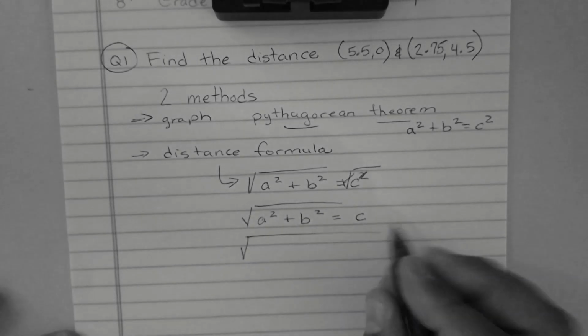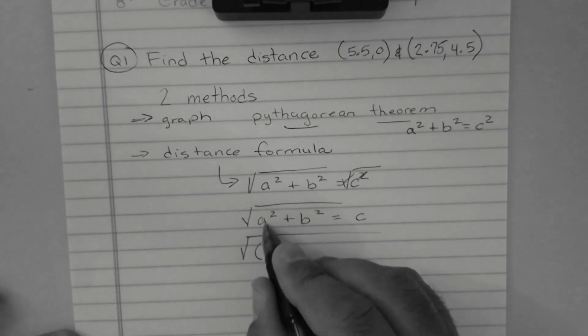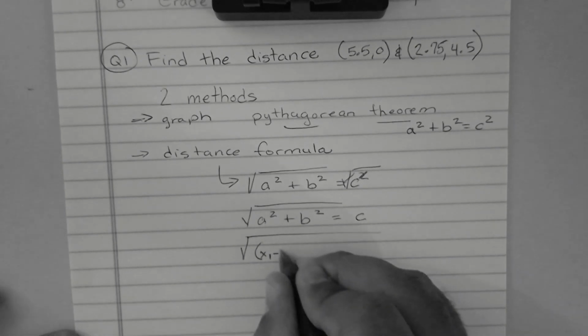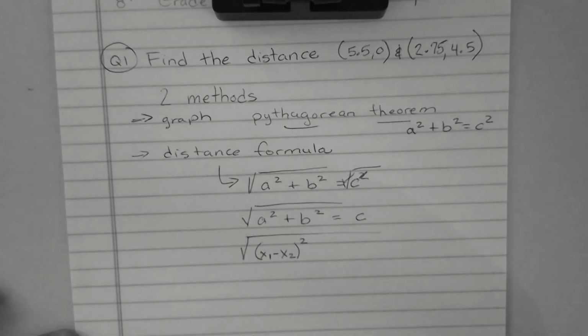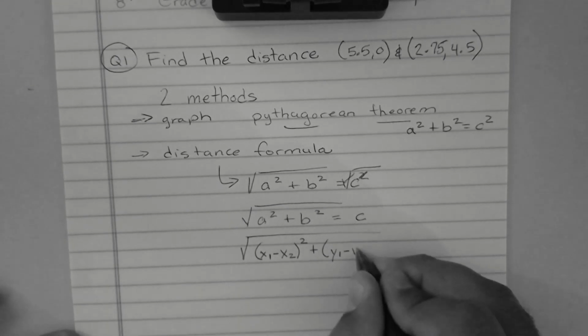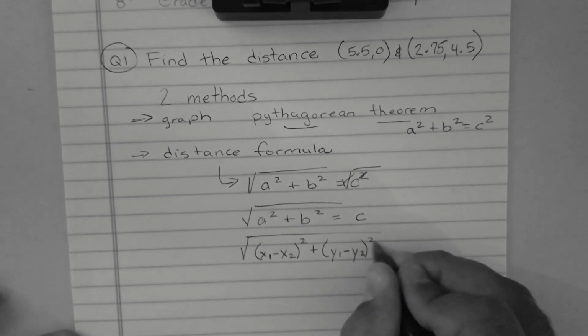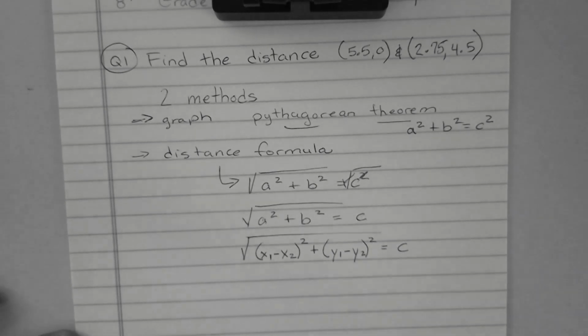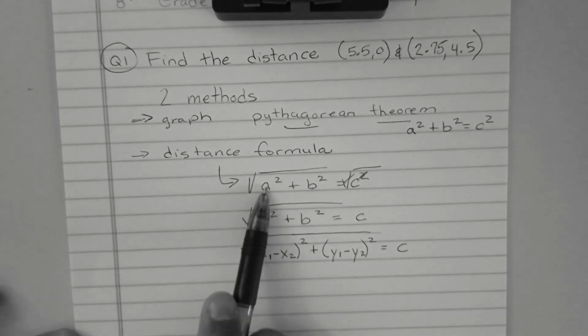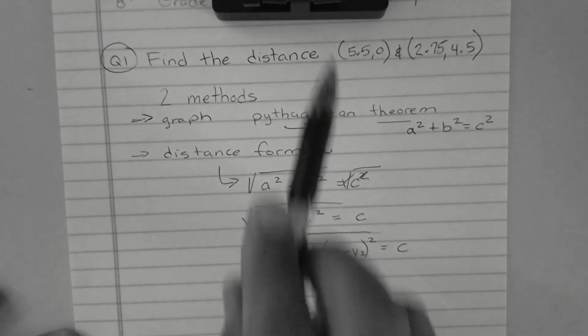So the next step in deriving the formula will be this. We'll take the square root, and instead of saying a, we're going to substitute x1 minus x2 squared, plus y1 minus y2 squared, is equal to c. That's the distance formula. Notice that for some students it's very long and complex, but you could still get it from the Pythagorean theorem.